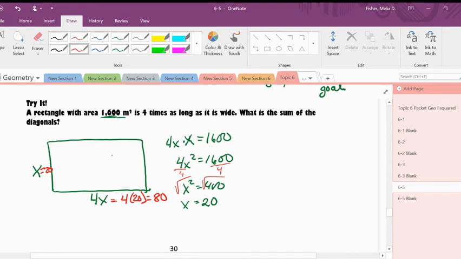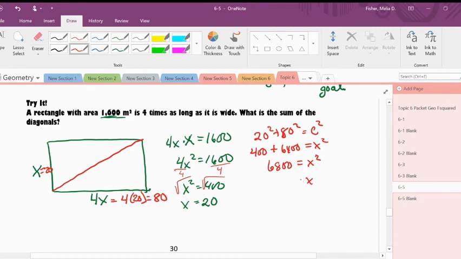So to find one diagonal, we're going to go ahead and say that 20 squared plus 80 squared equals c squared. That's 400 plus 6,400 equals x squared. Taking the square root of both sides leaves us with x equaling 82.46.